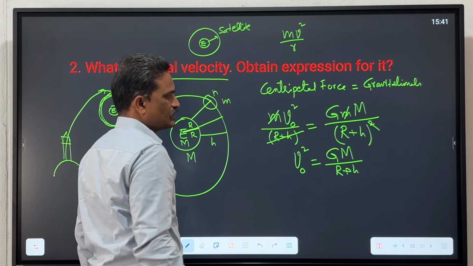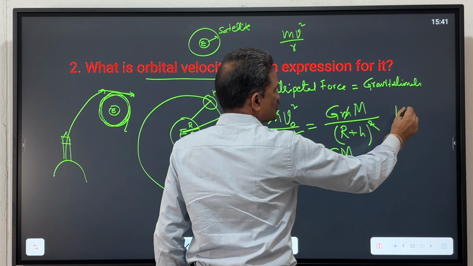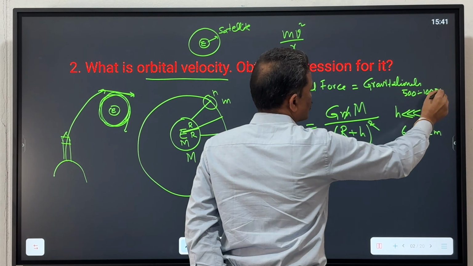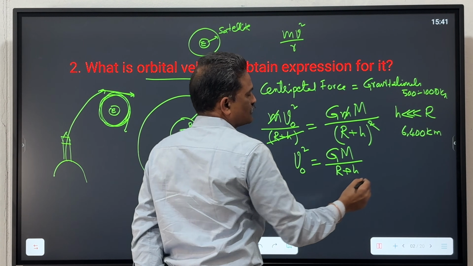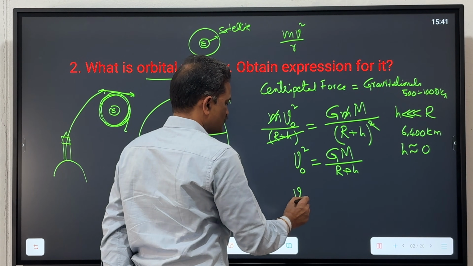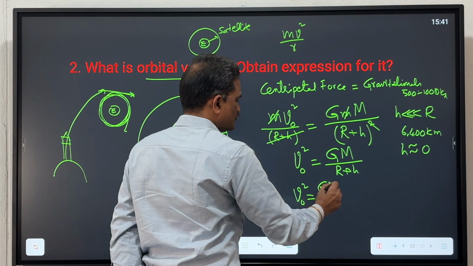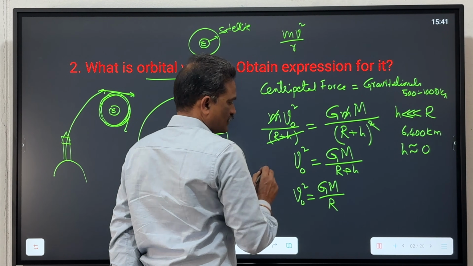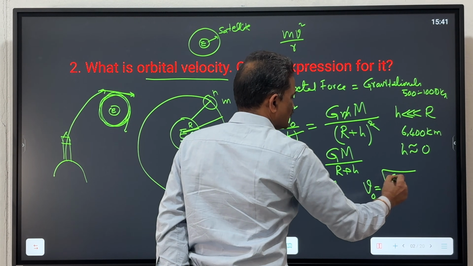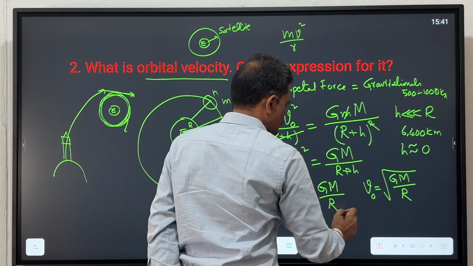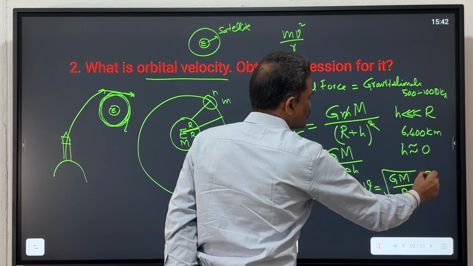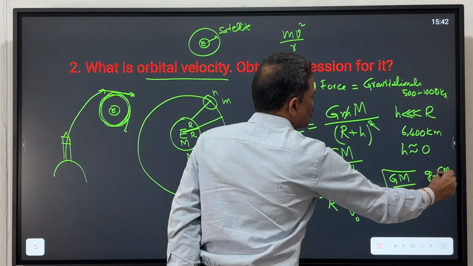In most cases, the height of the orbit is very small compared to the radius of the earth. So compared to the R value, the h value is negligible, so h can be neglected. Let us put h equal to 0. So vo squared is equal to GM by R. This is the expression for the orbital velocity. If I take the square root on both sides, it becomes vo equal to the square root of GM by R. This can also be written as vo is equal to the square root of gR. This is obtained from the relation g is equal to GM by R squared.